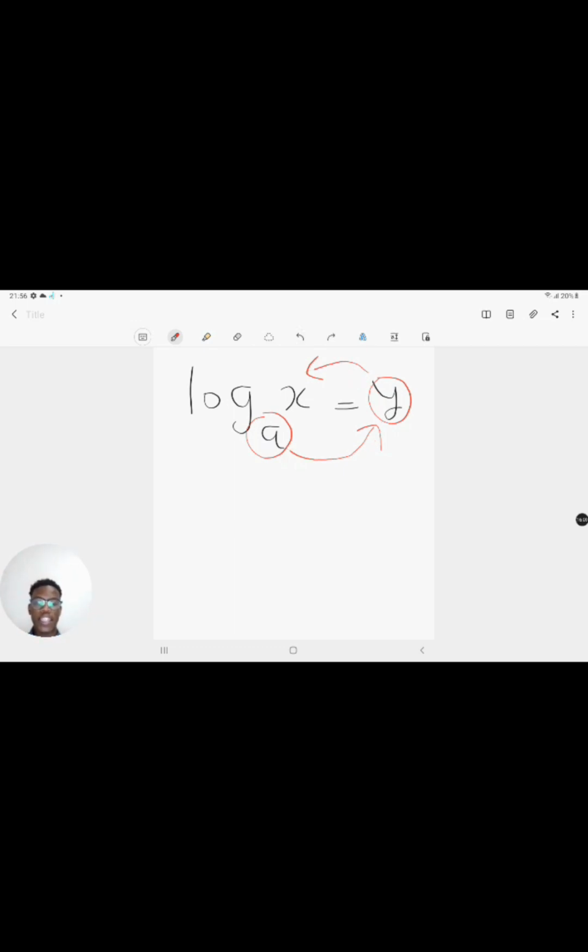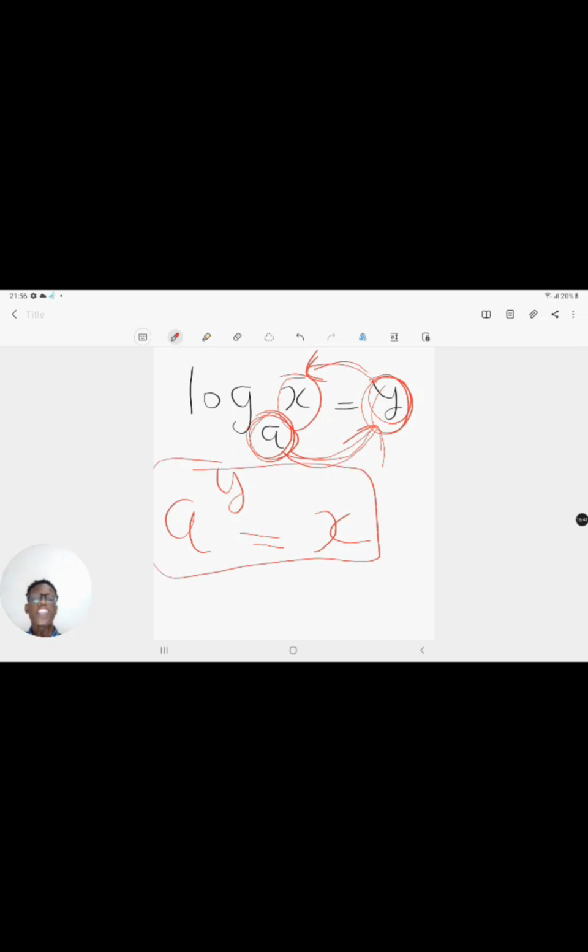because what it tells you is that your base a, which is your base there, to the power of y, is equal to x. Look at that. A to the power of y is equal to x. Okay, so I find that it's very simple. If I draw this little flow chart, if you will, or this little circle, I find it's very easy to remember how to convert your logarithms back to your exponentials.